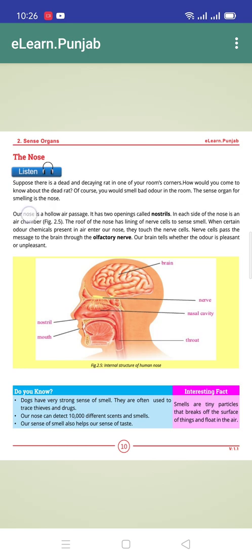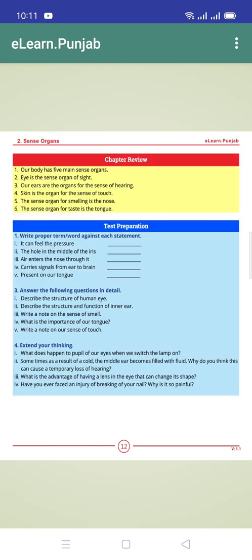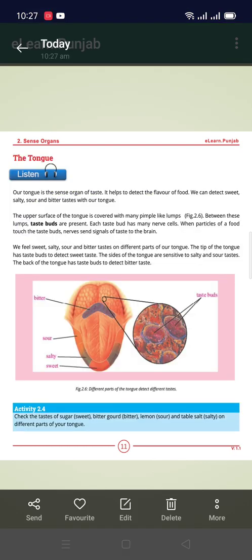What is the importance of our tongue? There is no need to write the structure of the tongue, just write each taste bud has many nerve cells. When particles of food touch the taste buds, nerves send signals of the taste to the brain. We feel sweet, salty, sour and bitter tastes on different parts of our tongue, until the end. If it is a long question then you will draw the diagram, and if it is a short question then you will not draw the diagram.